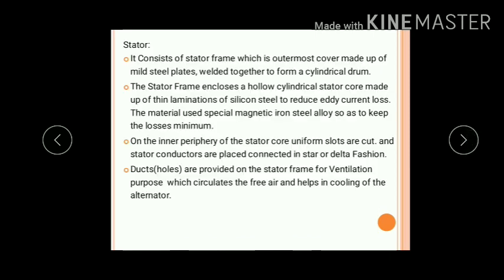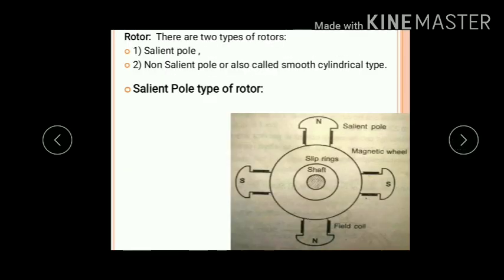Next, this is the explanation part. You can refer. We'll look at what the rotor is. There are two types of rotor: salient pole and non-salient pole, which is also called smooth cylindrical type.